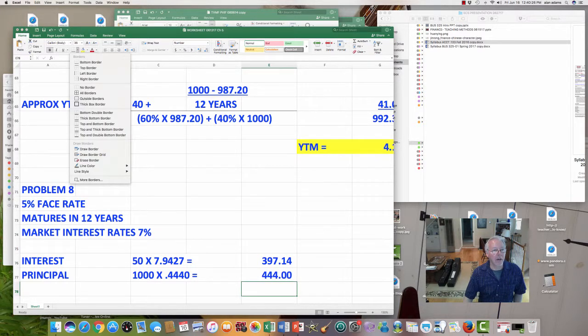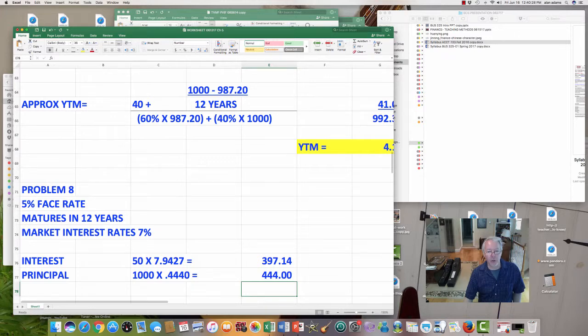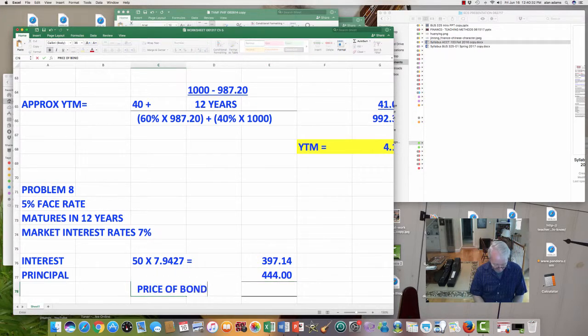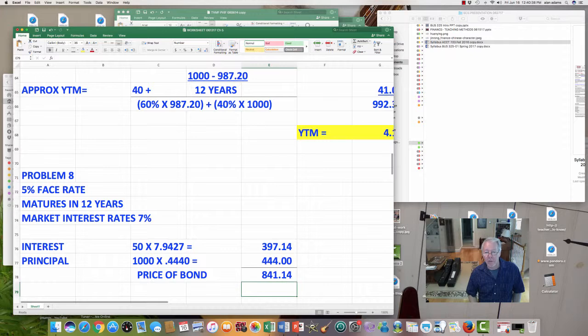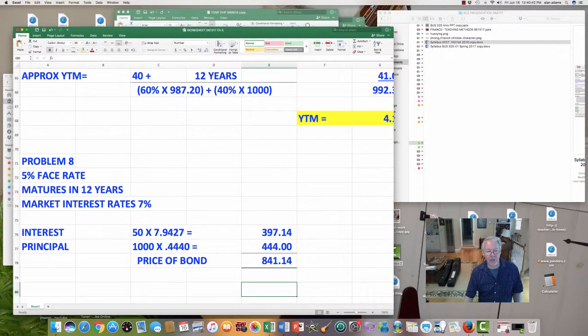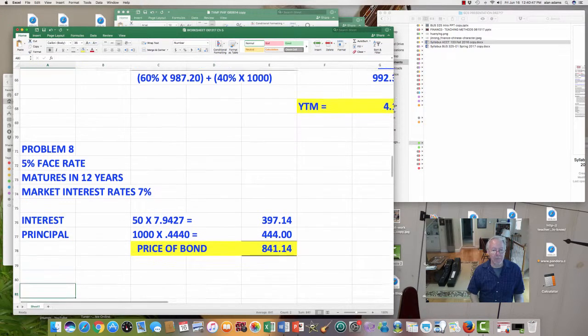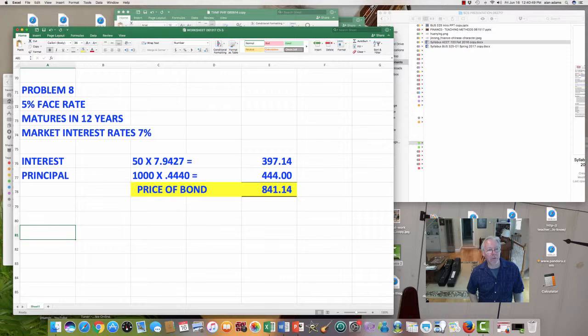Now that I've got those discounted future cash flows, I simply add them together, and that gives me the price of my bond, which is $841.14. That's my answer. I knew that it would have to be less than 1,000, and sure enough it is. I think I'll do a proof on one of these for you after. Let's get the homework done first though.